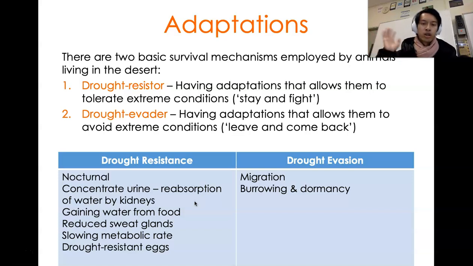Drought evasion can include things like migration, getting out and migrating to a different place, or perhaps burrowing and being dormant during the harsh conditions, and then only coming out when the conditions become favorable, like rain and so forth.